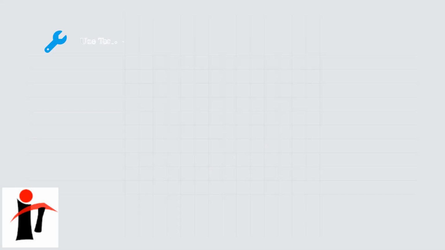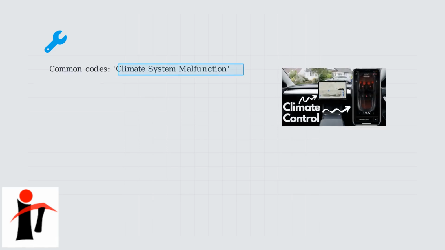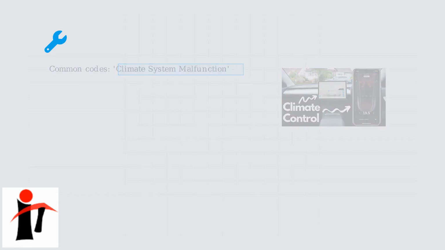To diagnose HVAC system issues in your 2019 Tesla Model 3, start by checking for specific error codes through the Tesla app or by visiting a service center. These codes provide crucial clues about what's malfunctioning in your vehicle's climate control system. Common error codes like climate system malfunction indicate deeper problems within the climate control unit. This specific code often points to issues with the central processing unit that manages your heating and cooling functions.